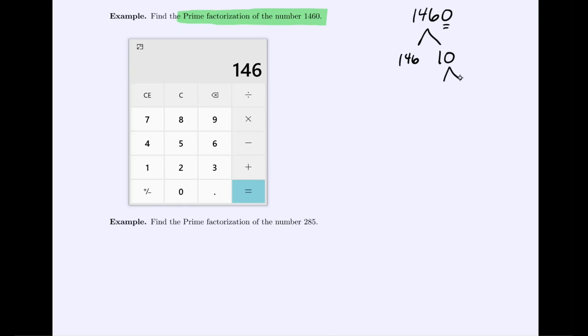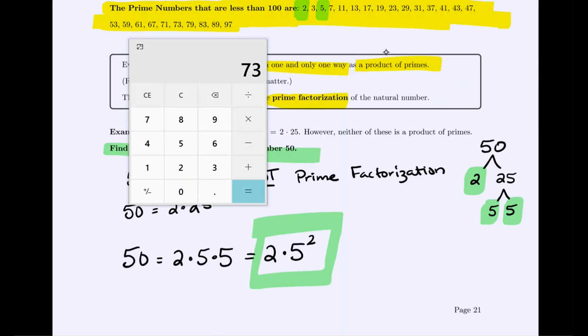Now our goal is to keep splitting these until we get down to only prime numbers, which is why keeping the list of prime numbers under 100 near you right now would be helpful. But 10 can be split into 2 and 5, which are both prime numbers, so those can stop. But for 146, I might say, well, I know it's even, so I know I can divide it by 2. And this is where we'll want to reference our list of prime numbers. See that 73 is one of our prime numbers under 100.